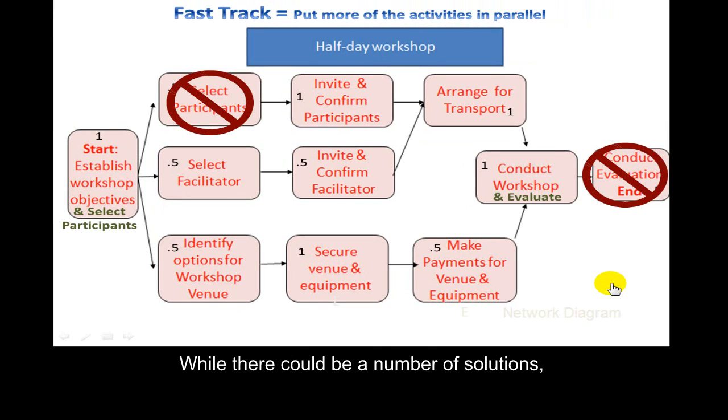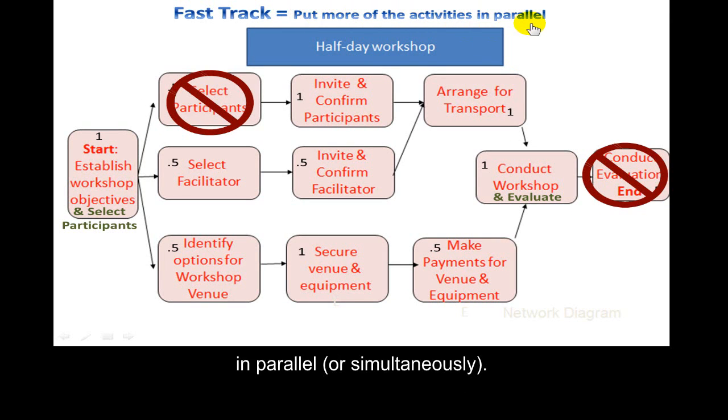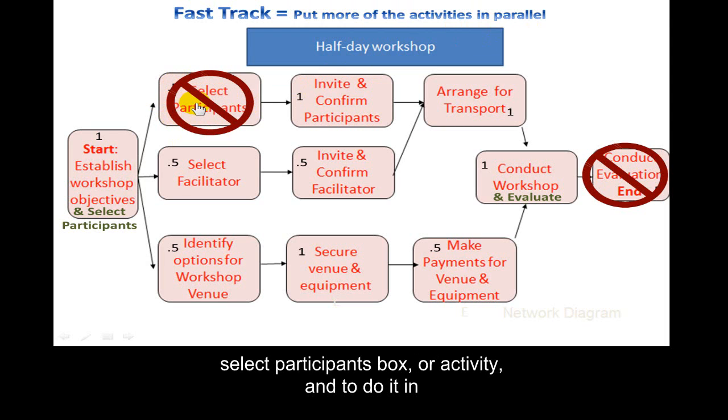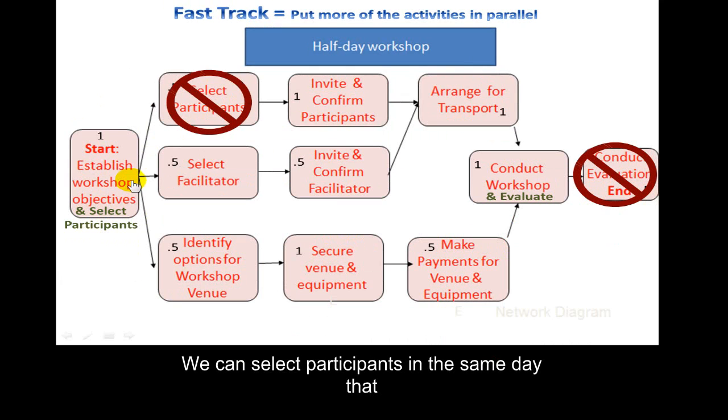Well, there could be a number of solutions. Most of them will involve putting more of the activities that are done in sequence that have dependencies in parallel or simultaneously. And you'll see what I've done here is to take the select participants box or activity and do it in parallel with establishing the workshop objectives, so that instead of taking an extra half day to select participants, we can select participants in the same day that we're establishing workshop objectives.